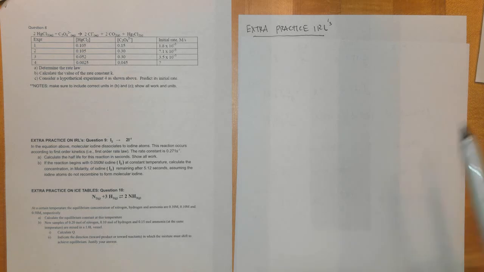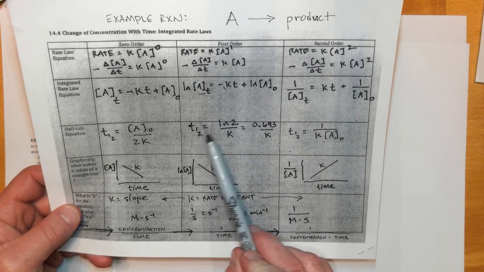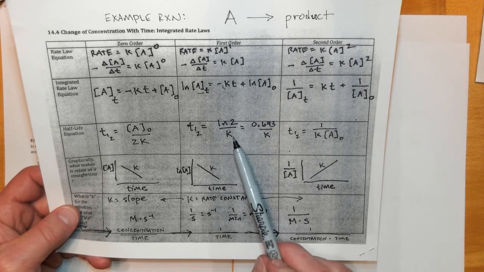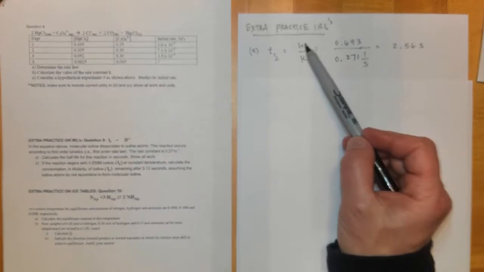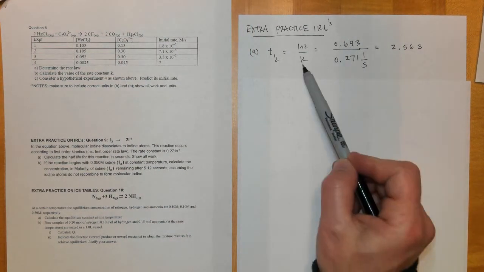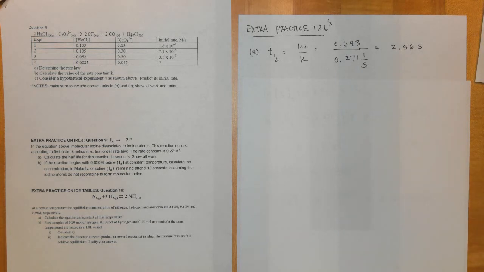So looking on your integrated rate laws sheet, half-life for a first order reaction is equal to the natural log of 2 divided by k, or 0.693 divided by k. It gives us k in the question. So I take the natural log of 2, divide it by k, and I get 2.56 seconds.